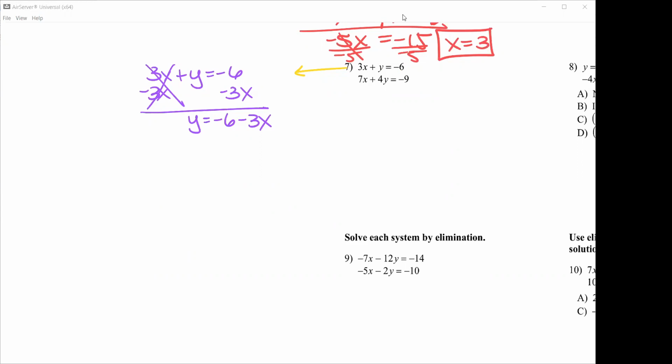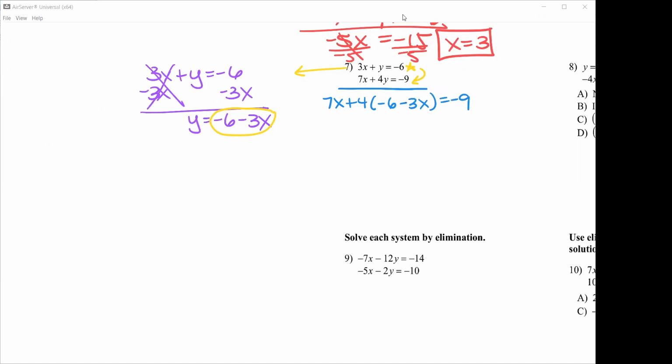So I'm going to take this that is y, because again, we rewrote this one to substitute it into the second one. So I'm going to substitute negative 6 minus 3x into the second equation. When I do that, that gives me 7x plus 4 times negative 6 minus 3x is equal to negative 9.